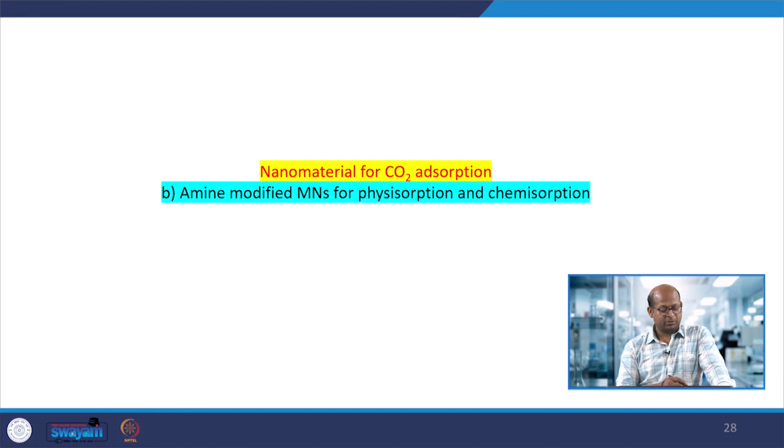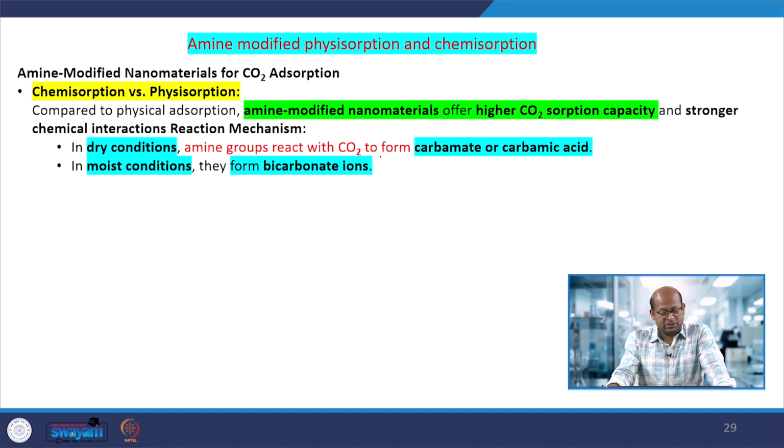Okay. Even other materials we can use for the capture of CO2. Here these amine modified nanomaterials also can be used for CO2 capture, or mass transfer operations.